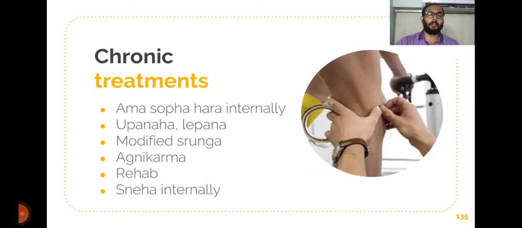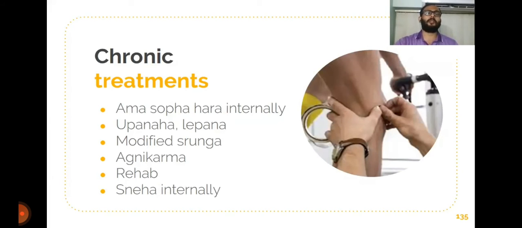Regarding ITB and Osgood-Schlatter's, initially we can use Amashofara if it is due to pathological repeated strain injuries. As per the condition, we can use either Upanaha or Lepana. For that, we can use Ellu Nishadi or Nagaradi. And if needed, modified Siravyadha or Agni Karma may be advisable, not needed in all cases. But for quick relief, if the patient needs to continue sports activities within 3 or 5 days, it is better to go for our Anushastra procedures.